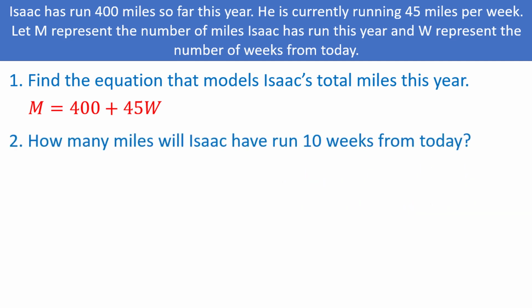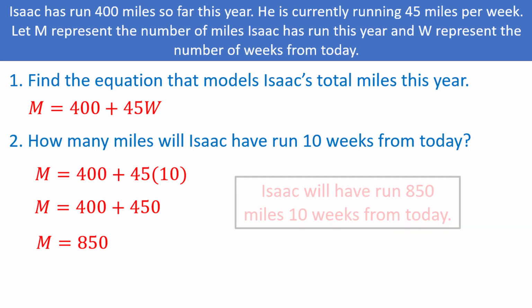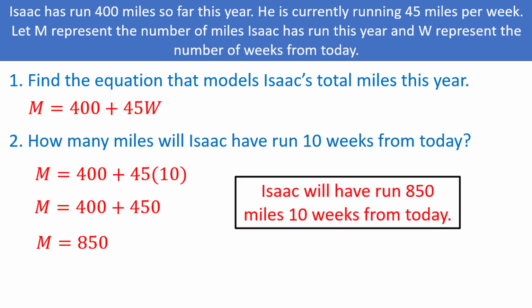Let's use the equation to find out how many miles Isaac will have run in 10 weeks. We can plug in 10 for w to get m equals 400 plus 45 times 10, which simplifies to m equals 400 plus 450, which is equal to 850. Isaac will have run 850 miles 10 weeks from today.